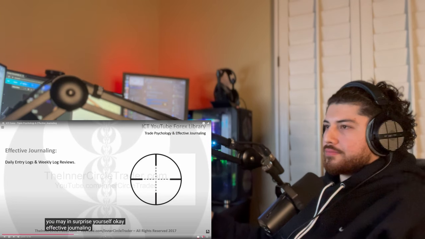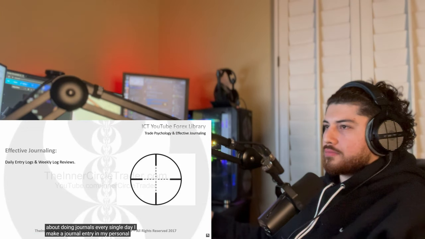Effective journaling. We talk about doing journals. Every single day, I make a journal entry in my personal journals. At the end of the week, usually on Saturday, I do a weekly log of my personal performance and what I have seen happen in the previous week. I do this on the two pairs I trade, which are predominantly the euro dollar and the cable. I don't do a lot of trading in a lot of pairs. If I want to, I will sometimes trade the Canadian dollar or the Aussie dollar. But generally, that's about it. I don't do any more than that.